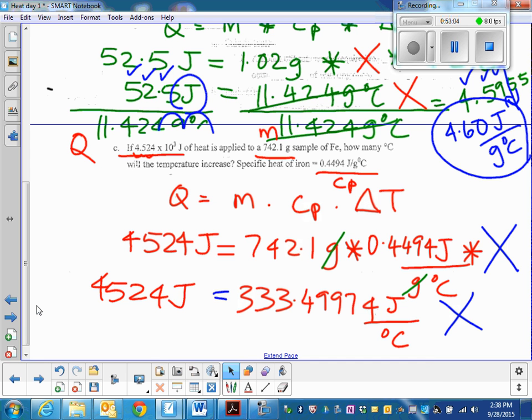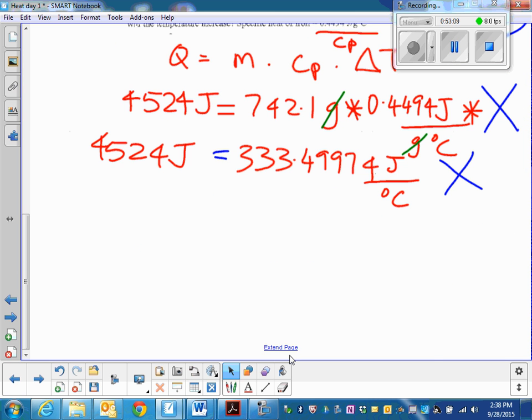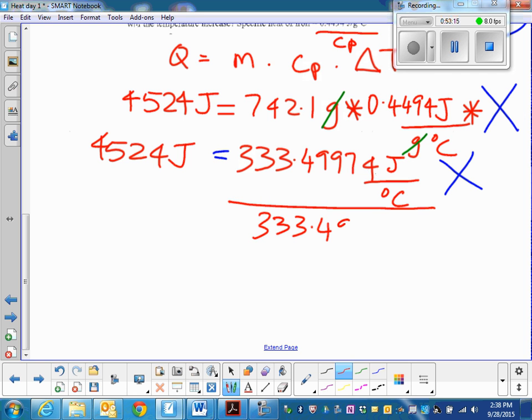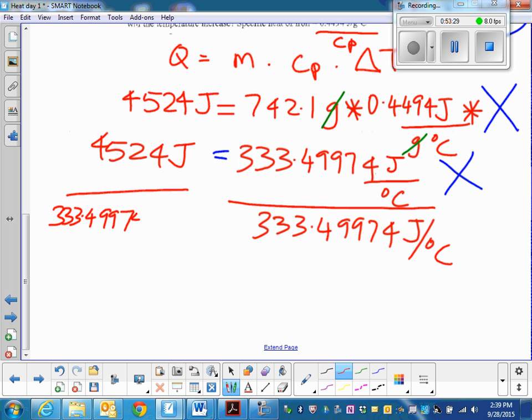Divide by the same number. So I'm going to divide on this side by 333.49974 joules over degree Celsius. Please watch this side. Now I have 333.49974, right? What's the unit? There is joules. What will happen if there is joules in the numerator and joules in the denominator? It cancels out. This Celsius is in the denominator. Where will it go? It will go to the numerator.